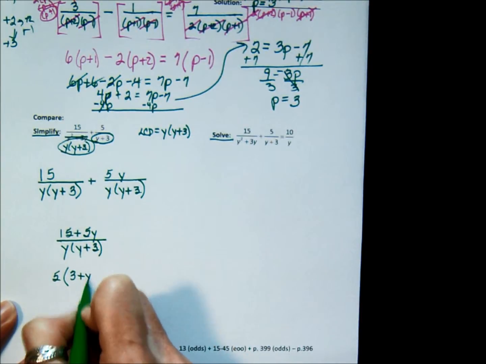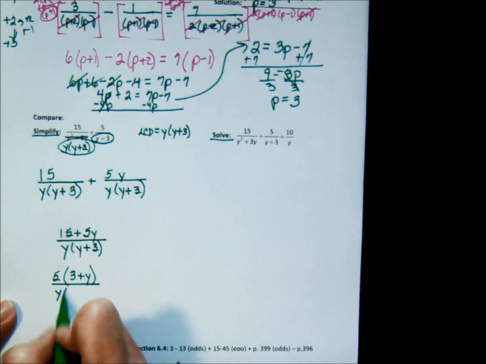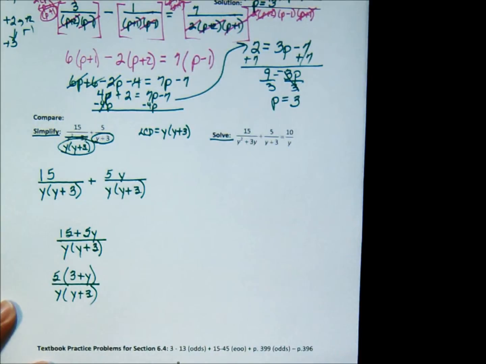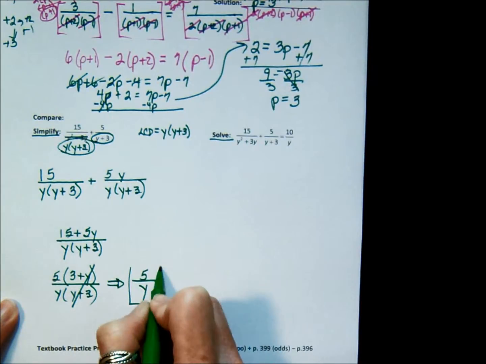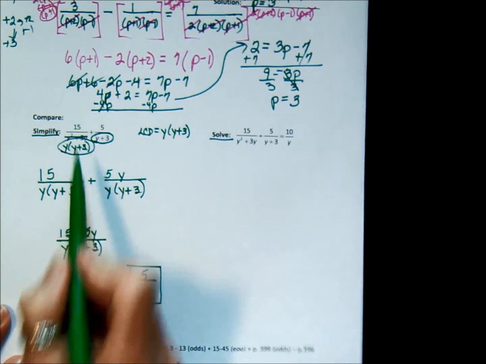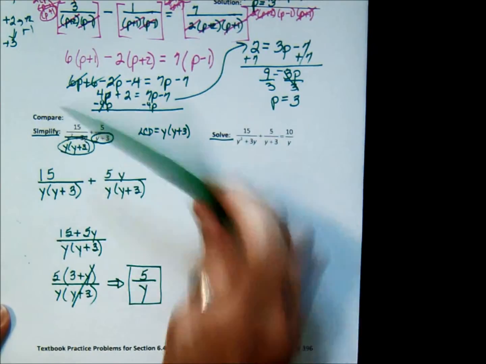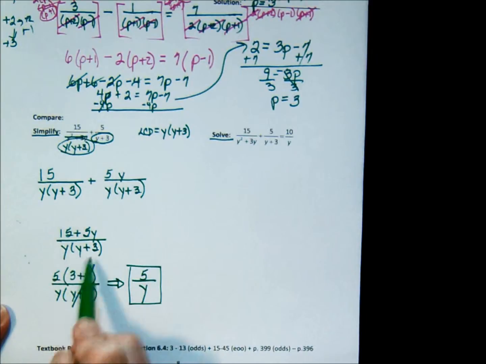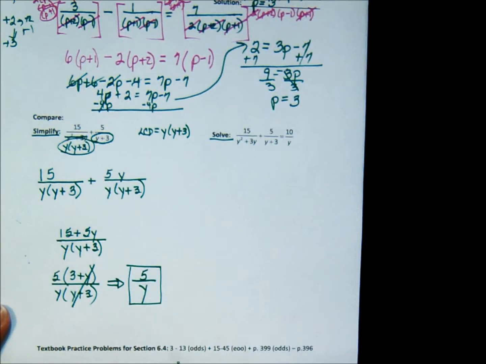So I factor out the GCF of 5. I'm left with 3 plus y over this. I can cross cancel 3 plus y over y plus 3, and what I am left with, simplified, is just 5 over y. My point with this one is, when it says simplify, and there's no equal sign, your denominators are not going to go away. You're going to end up still with that common denominator, and then after you factor, perhaps something will cross cancel. But those denominators are there.